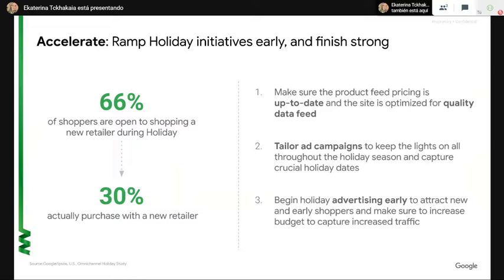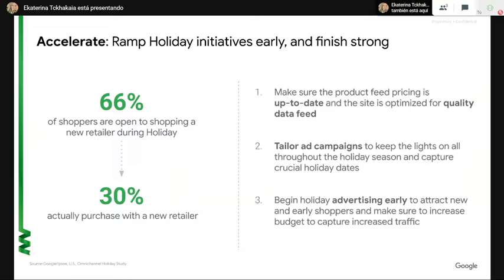In order to accelerate, there are a few things that could be done. Make sure that product feed pricing is up to date, because it might be changing quite frequently during the sales period, and try to make sure that the feed is optimized. Tailor ad campaigns to keep the lights on throughout the whole holiday season, and try to capture crucial holiday dates, but also pay attention to the pre-Christmas shopping period as well.